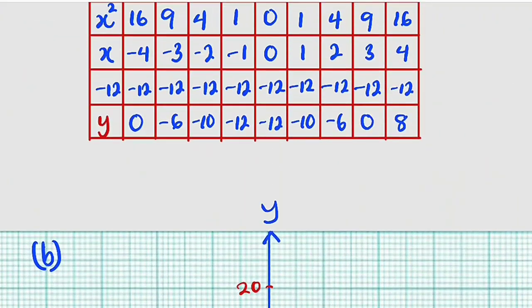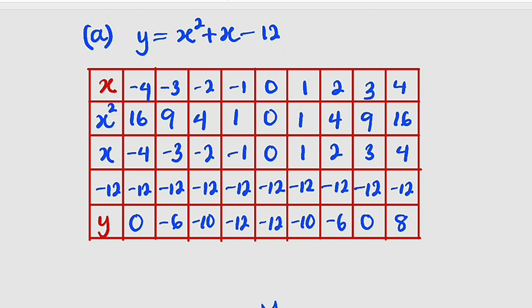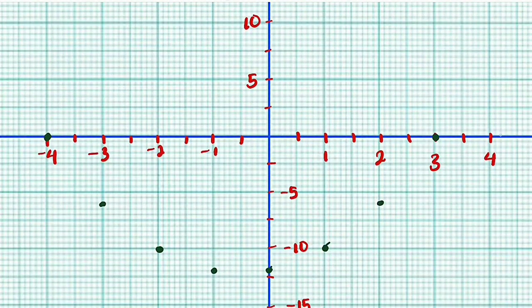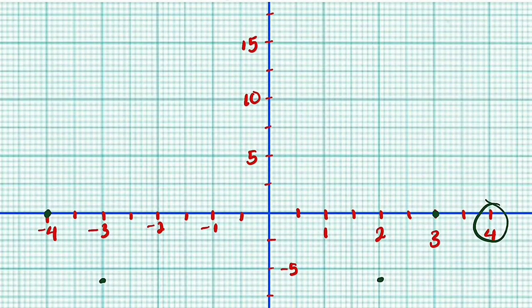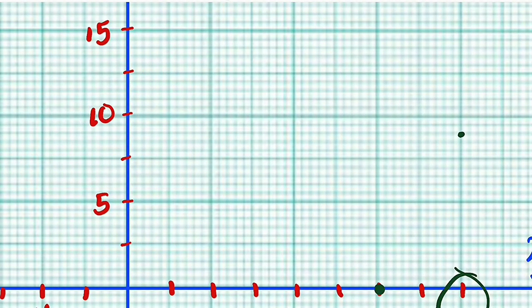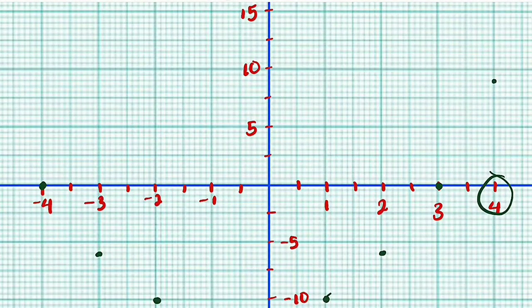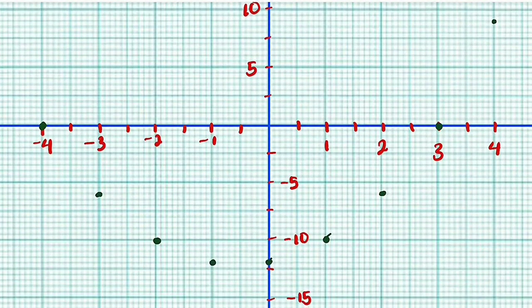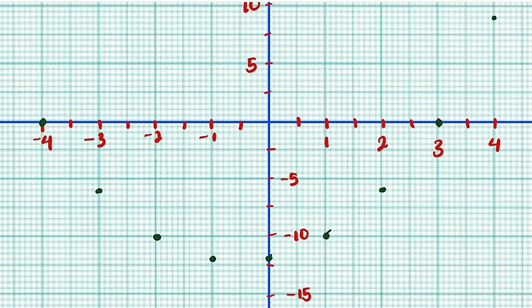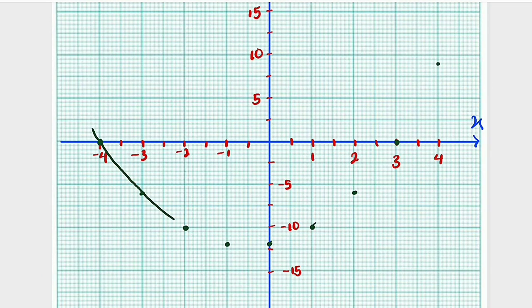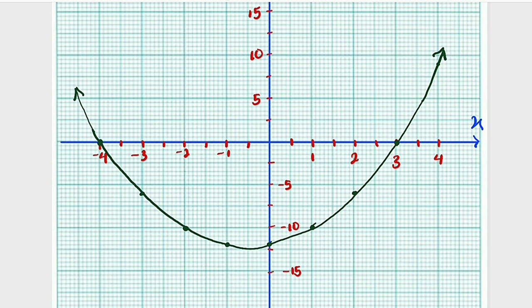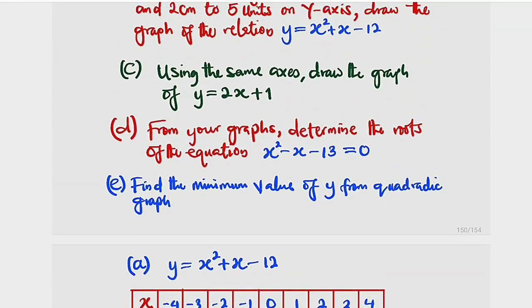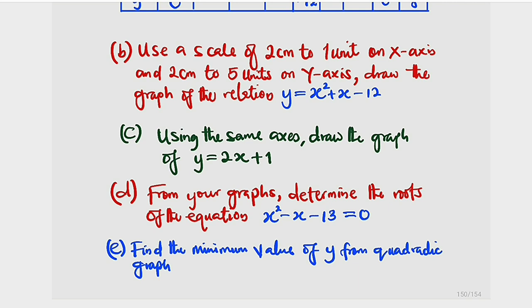And lastly, when x is 4, y is 8. So this is exactly where we have 8. All right. Next, we need to connect all of these points together in order to construct the graph of this function. So we have successfully constructed the graph of this function. Then next, using the same axis, on the same graph, draw a graph of y equal to 2x plus 1. So that is our next target.